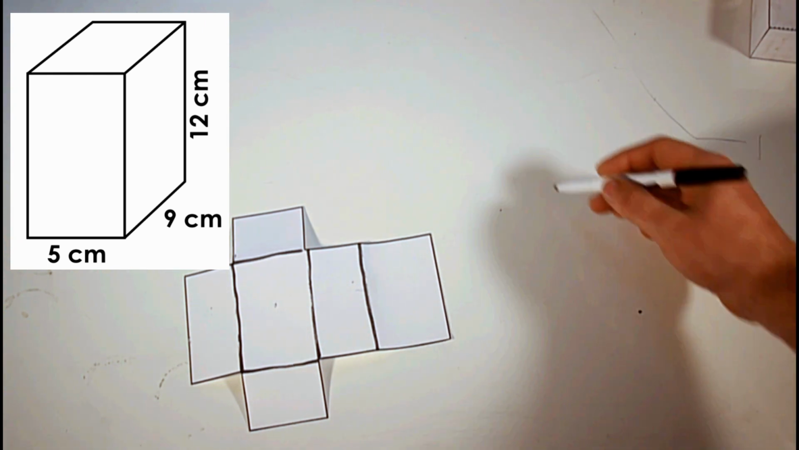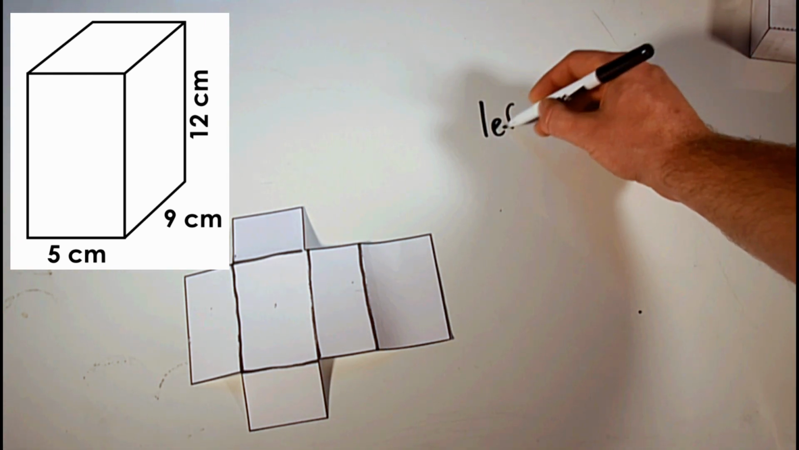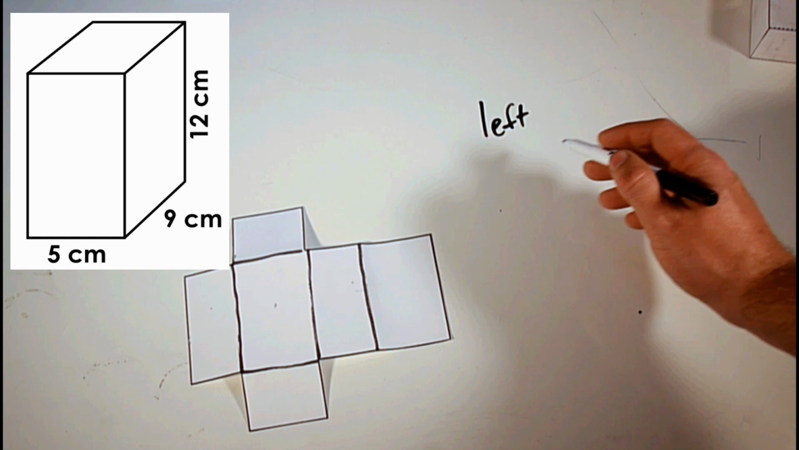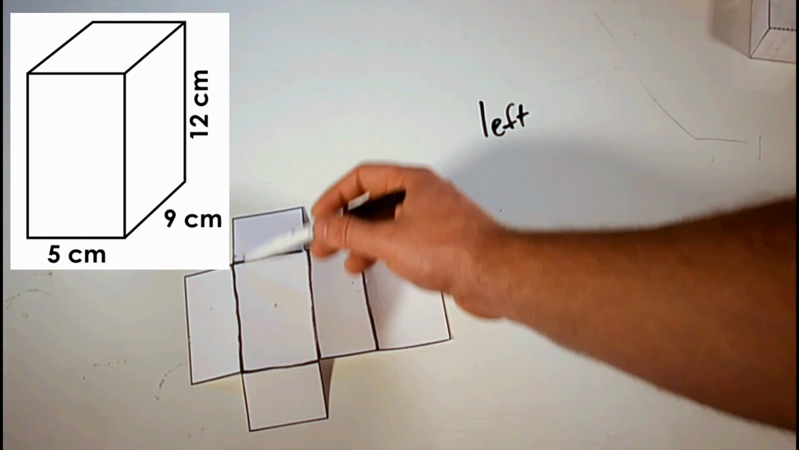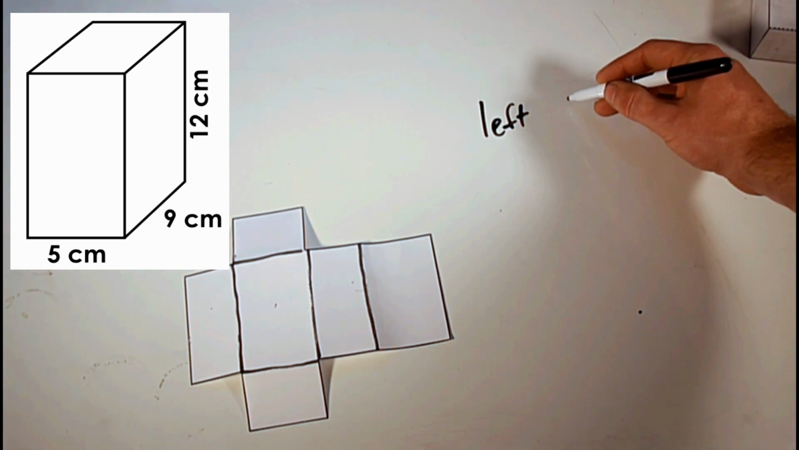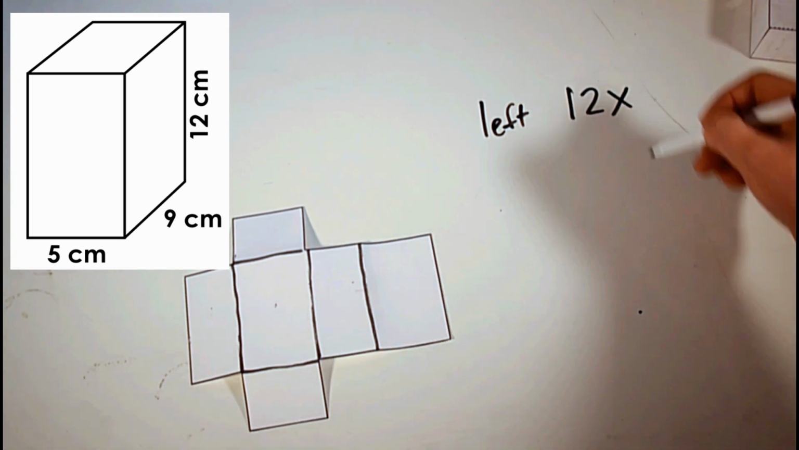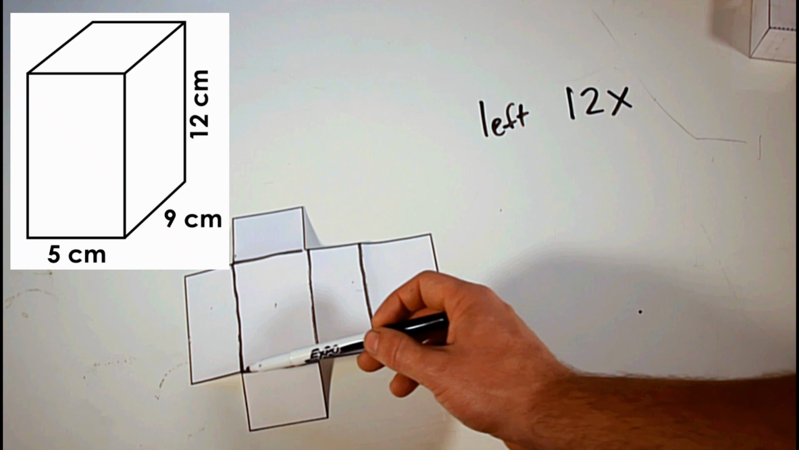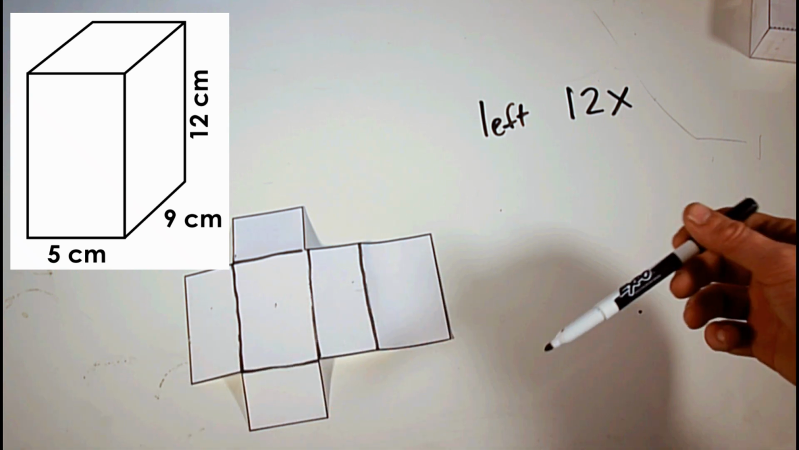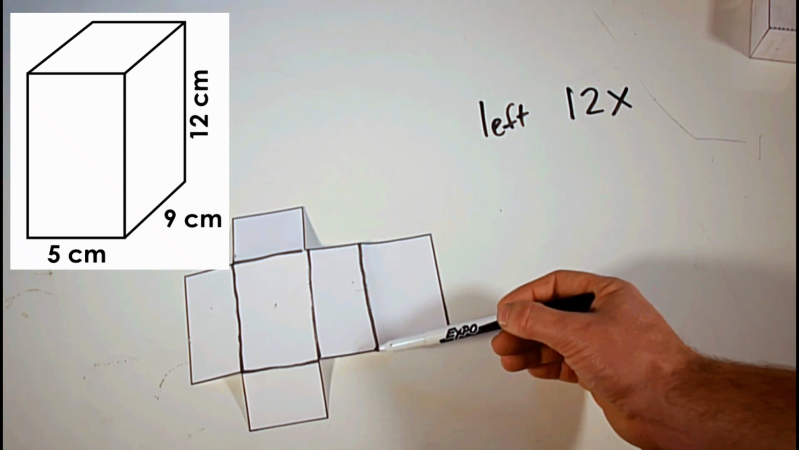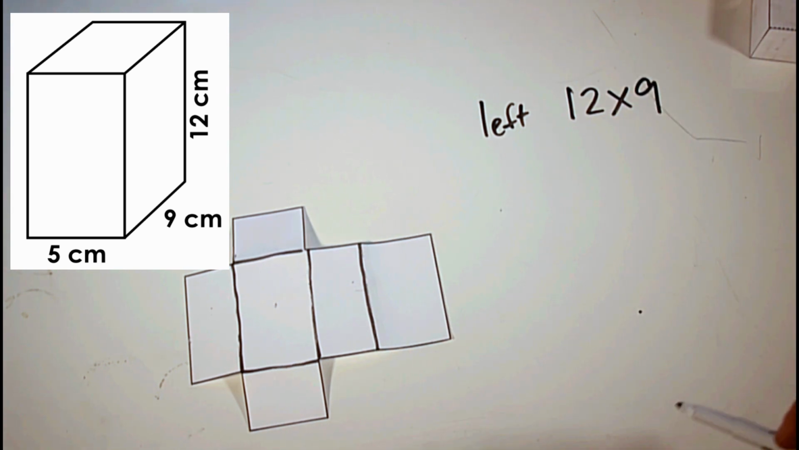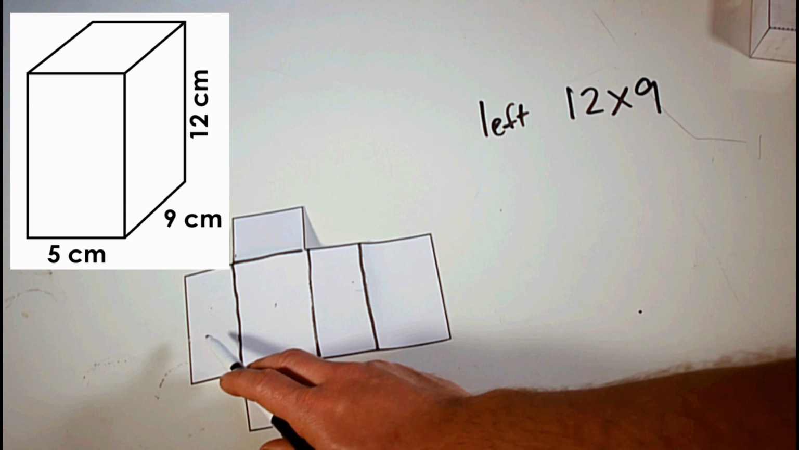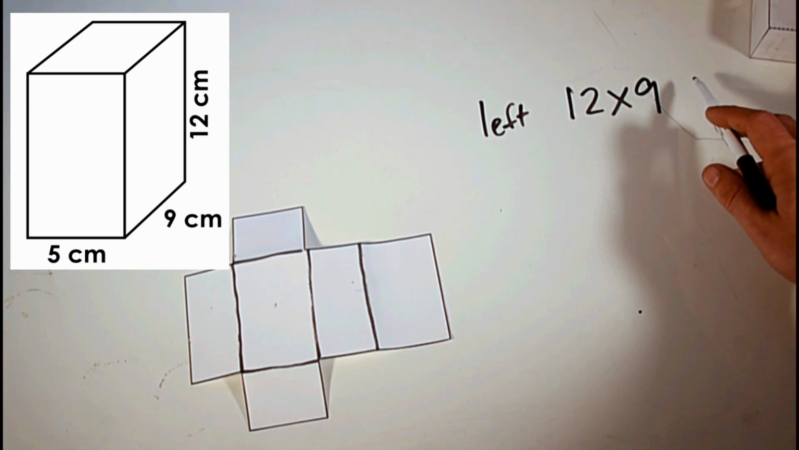So for that left side, to find the area, I need to think, what are the measurements? Well, I know that the height is 12, okay? So I'm going to be multiplying 12, and so then the height is 12, so what is this measurement? Well, it's going to be the same as what this one is. And as we see in the picture, it says 9. All right, so to find our left side, that's 12 times 9.